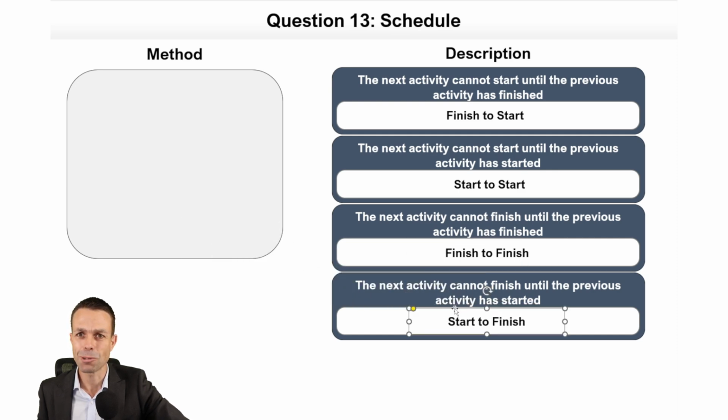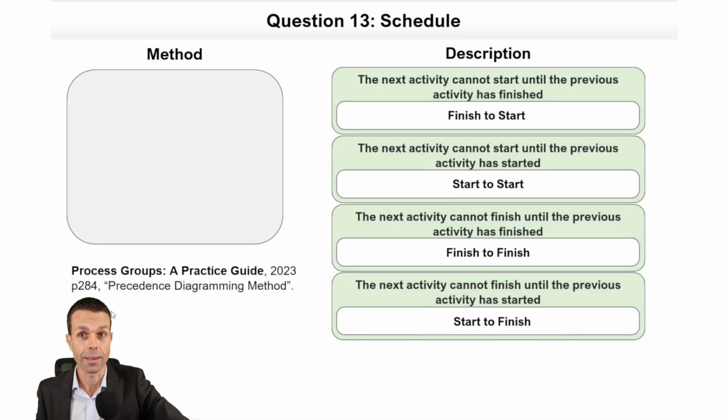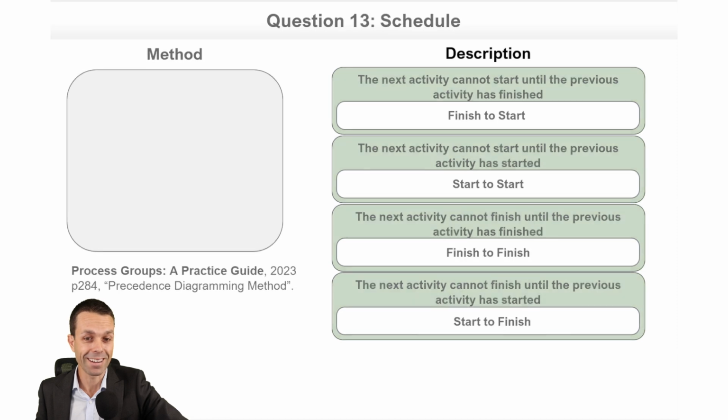Now, isn't that easy once you know that little trick? I think that's fantastic. Let's double check. And thank goodness we got that correct. The Process Groups Practice Guide 2023, page 284, under Precedence Diagramming Method. Very, very handy to know.